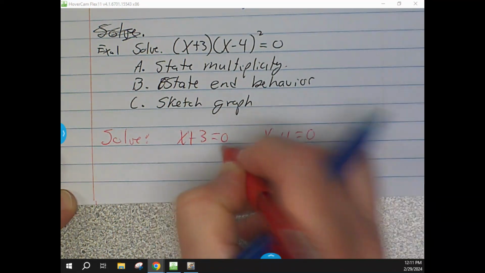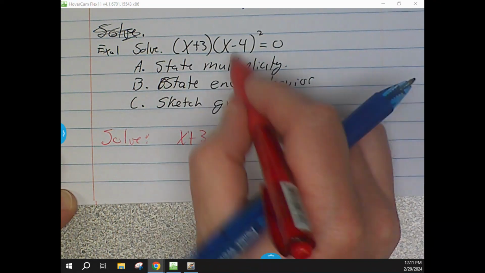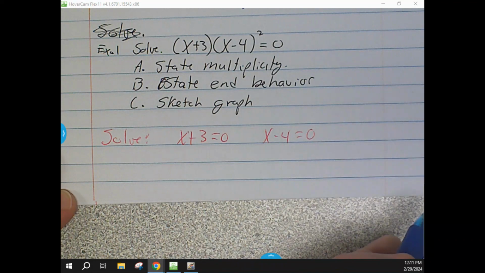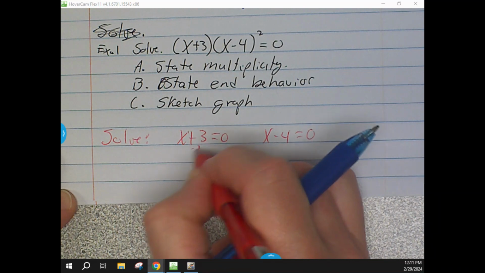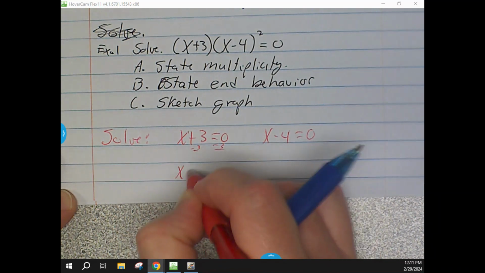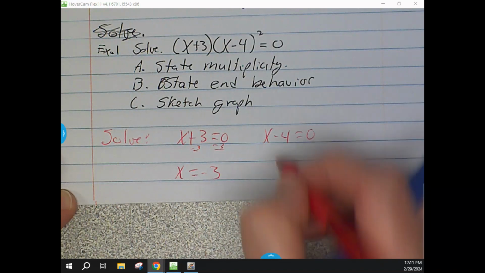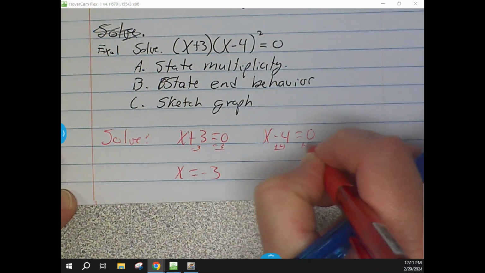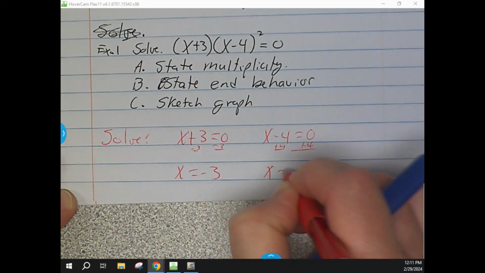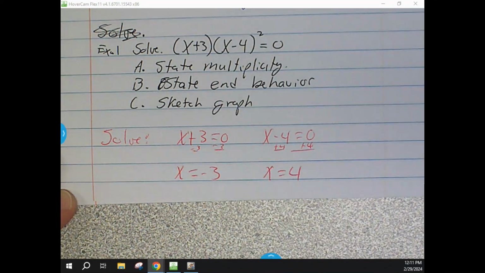So we've got x plus 3 equal to 0. We've got x minus 4, we're going to set that equal to 0. Okay, so for this one, we'll subtract 3 and get x equals negative 3. This one, we would add 4 to both sides. We get x equals 4.